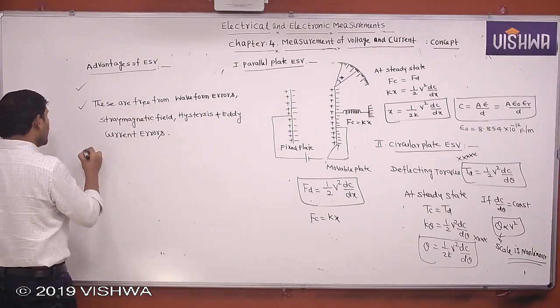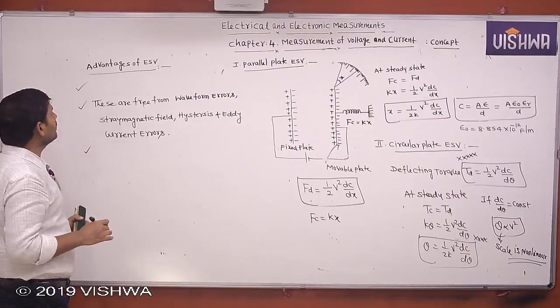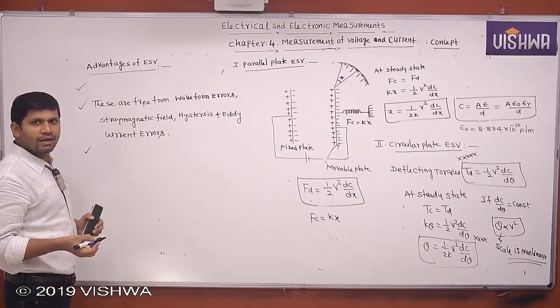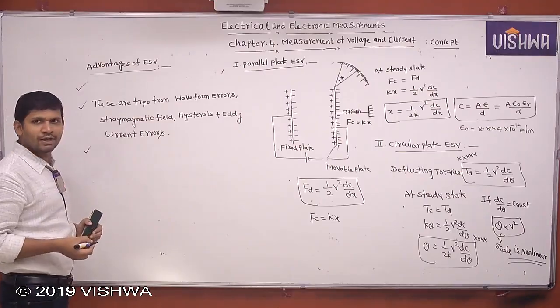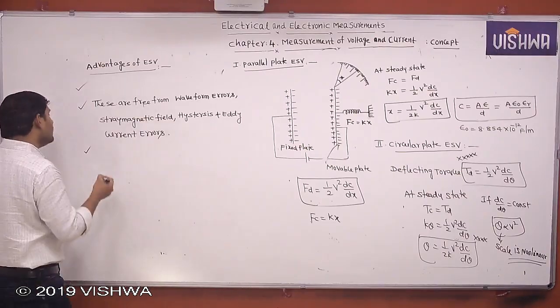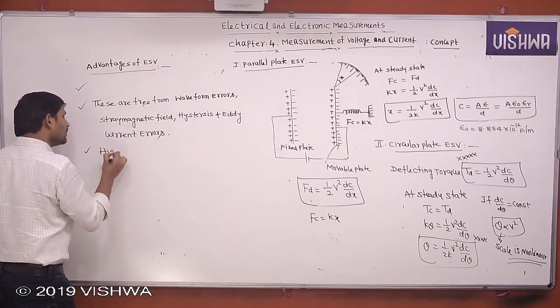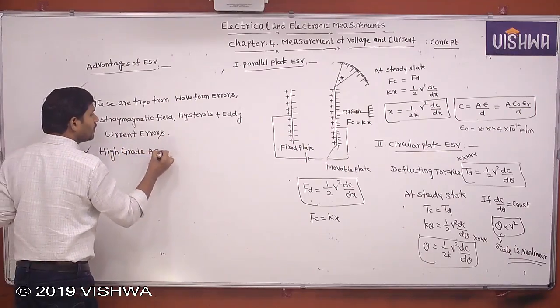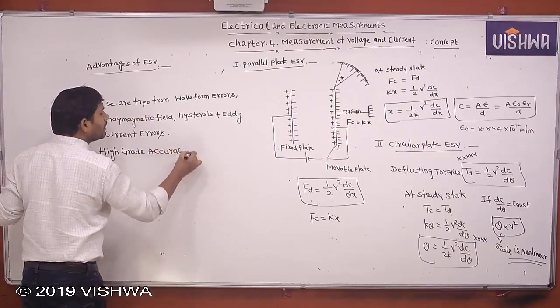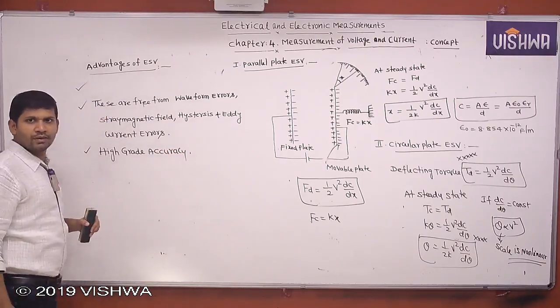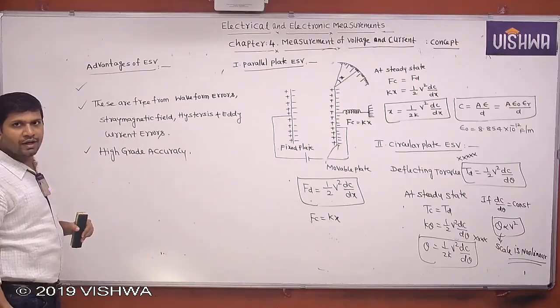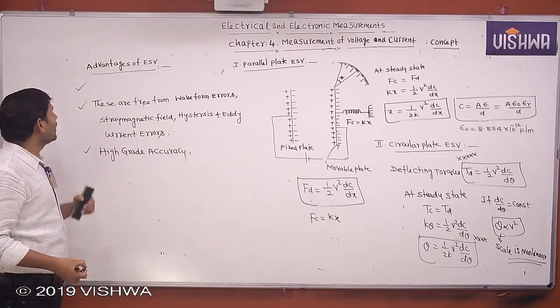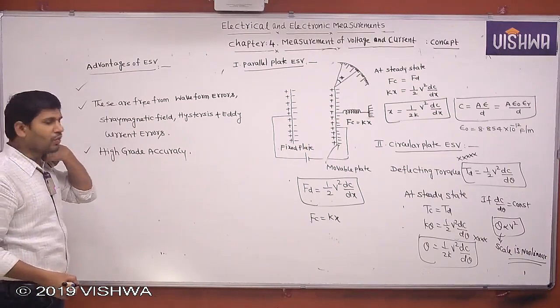That's why, because all these errors are absent, the errors are less in the case of electrostatic voltmeter. That's why these are designed with high grade accuracy, that is first grade accuracy. Okay, these are the main advantages of electrostatic voltmeter.